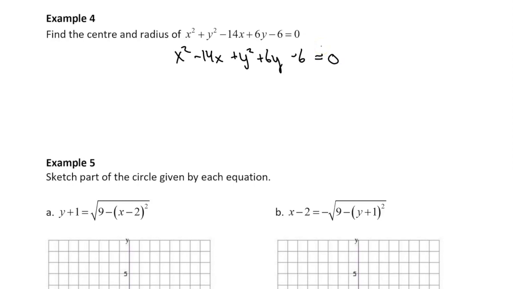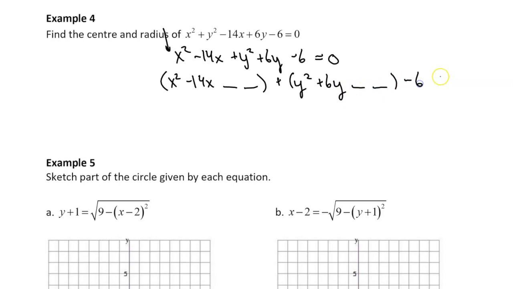And let's think about what we need to do to complete the square. Hopefully this doesn't go too quickly, but we'll open up a bracket, and there's nothing to factor out because we know that there's just a 1 in front. So if there was a coefficient on the x squared, you would have to factor that out. So x squared subtract 14x, and then blank blank, plus bracket y squared plus 6y blank blank, minus 6 equals 0.